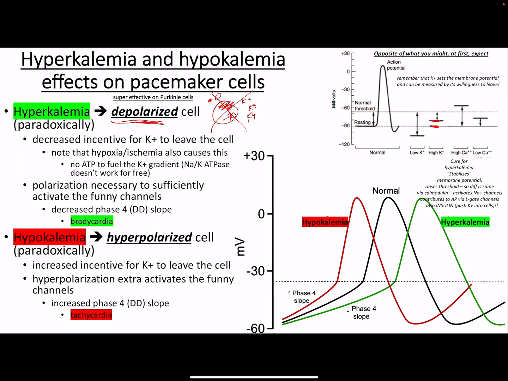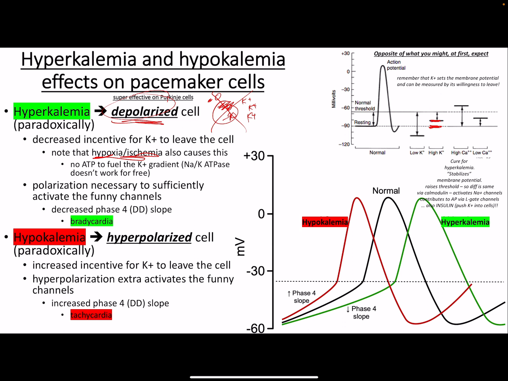And it might seem like... this is because there's a decreased incentive for potassium to leave, which we'll talk about. Note that hypoxia and ischemia also produce the same effect. If you don't have ATP, you can't fuel the potassium gradient, so you can't put the potassium on the outside. But nevertheless, we'll get more into this. Both of these are going to have the same effect by pushing us from here to here, depolarizing it.